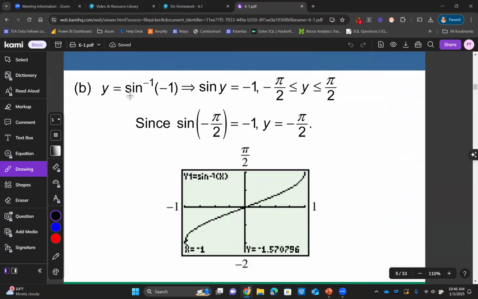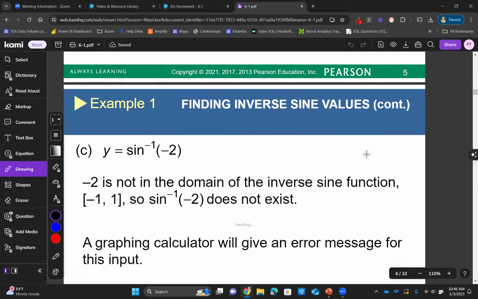Here's our second example. y is equal to arcsine of negative 1. If you want to rewrite this equation, that means sine of y is equal to negative 1, and y can only take values between negative pi over 2 and positive pi over 2. The only angle whose sine value is equal to negative 1 in this interval is negative pi over 2. Just make sure that these two endpoints are included in the options for y. Therefore, the only expected answer here is negative pi over 2.